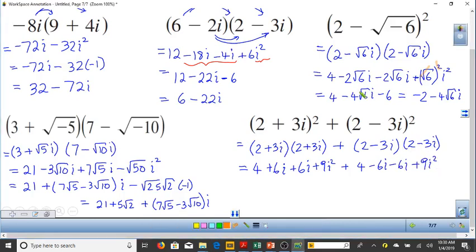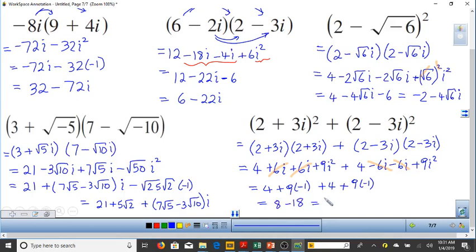And as you can see here, 6i cancels with negative 6i, and both of those i's disappear. And so what we end up with is 4 plus 9 times negative 1 plus 4 plus another 9 times negative 1. So 4 plus 4 minus 9 minus 9. That's 8 minus 18, which is negative 10. So the answer is negative 10.